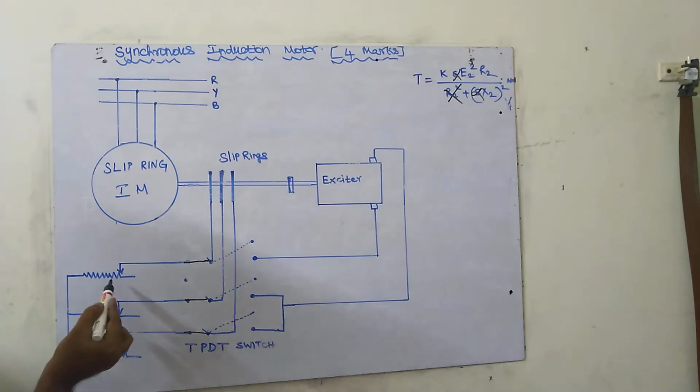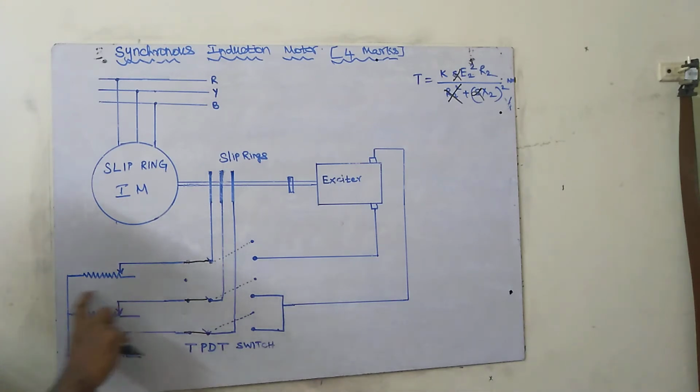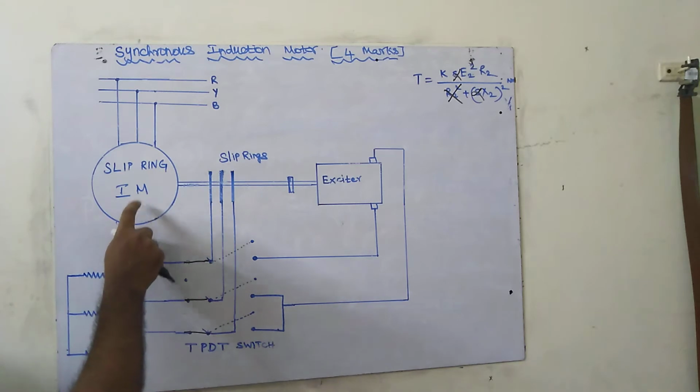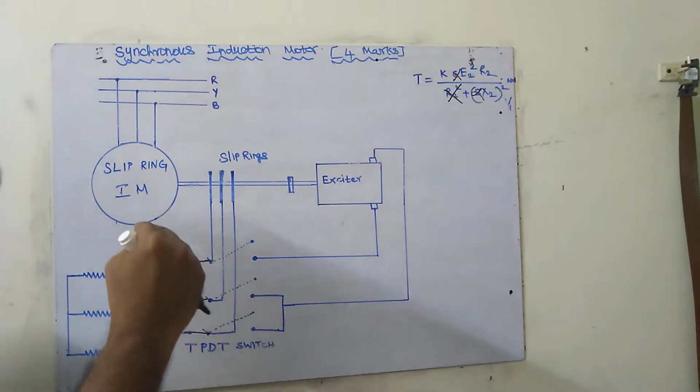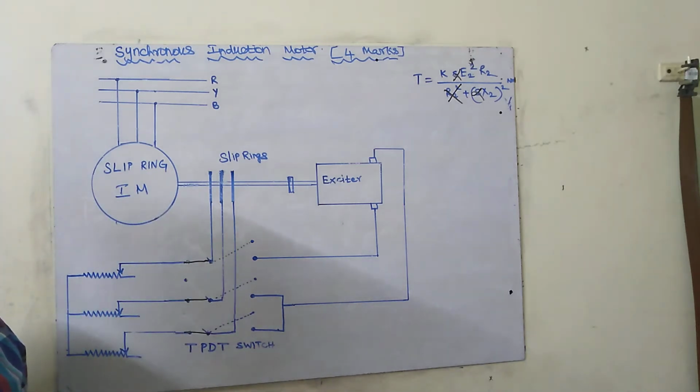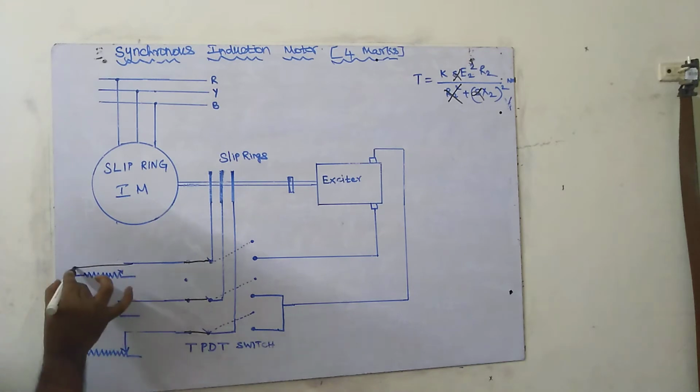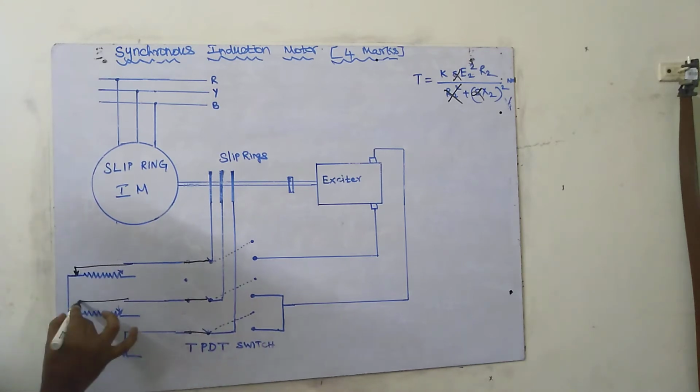Then we have to move this simultaneously. So what is the speed at which the motor will run? The rotor will run slightly less than synchronous speed, that is subsynchronous speed. It is just a slip ring induction motor, so it will run at less than synchronous speed. Then finally we have to make it like this, so that no resistance is added.